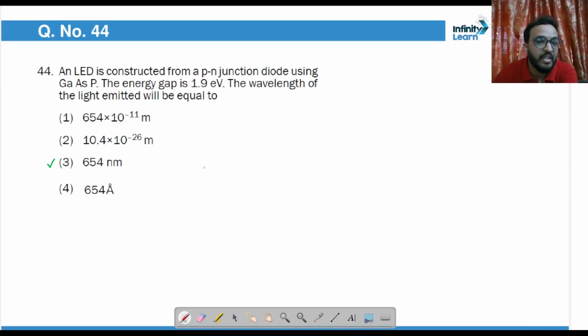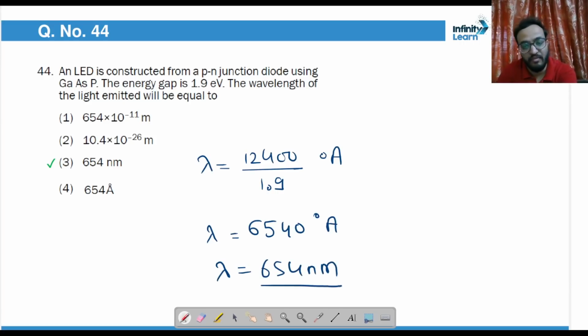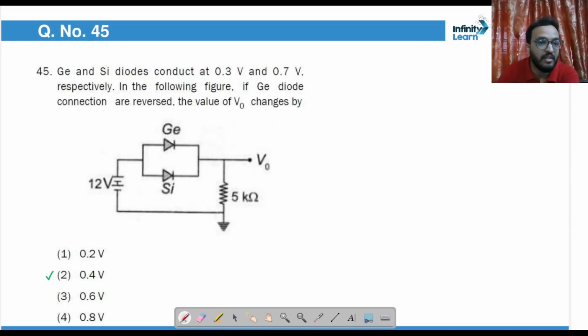Question number 44. It's very easy. Energy gap is given, the wavelength is asked. Lambda is equal to 12400 upon energy in electron volts, that is 1.9. Answer will be in angstroms. Do this, your answer will come out to be 6540 angstrom or 654 nanometer. Do you understand? 6540 angstroms it comes, or it is 654 nanometer. So very carefully choose your answer, right?